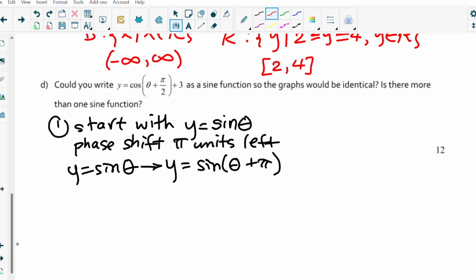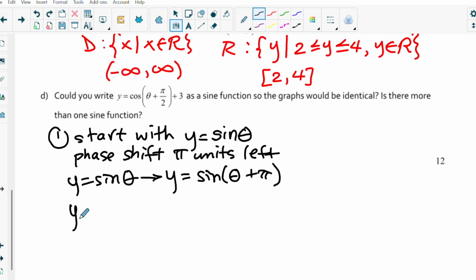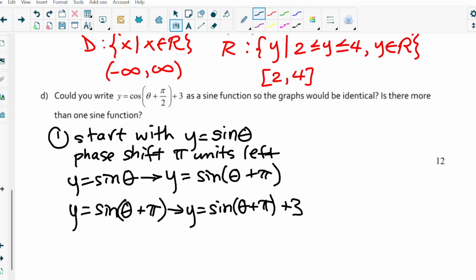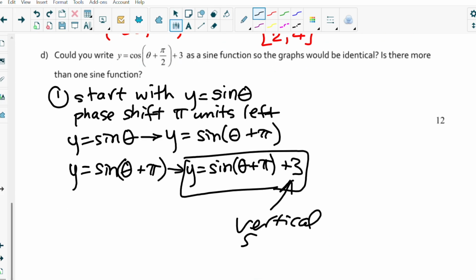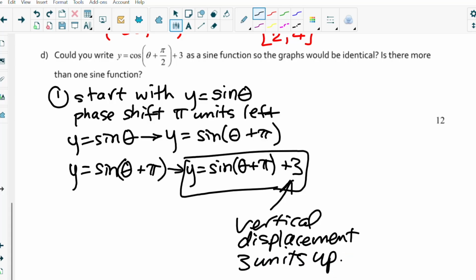So the last part of this, folks, is y equals sine of theta plus pi. I'm going to transform that with a vertical displacement plus 3. So this is my equivalent equation. This last part was a vertical displacement, three units up.